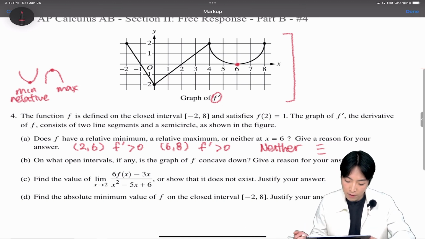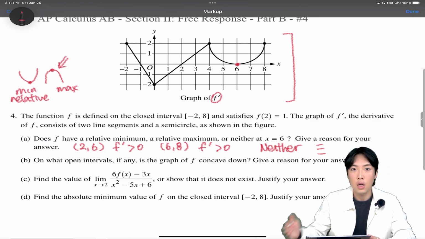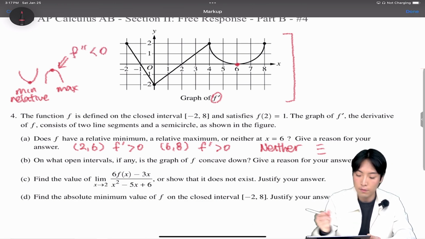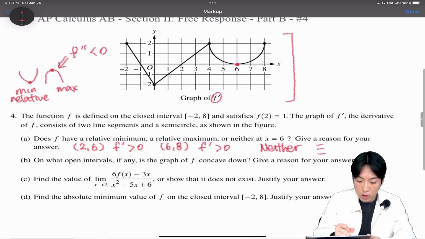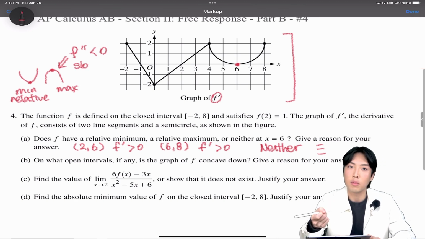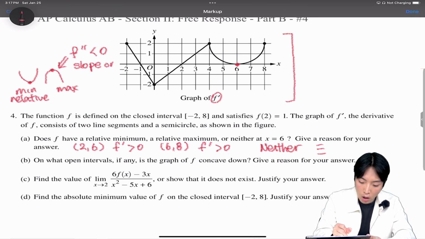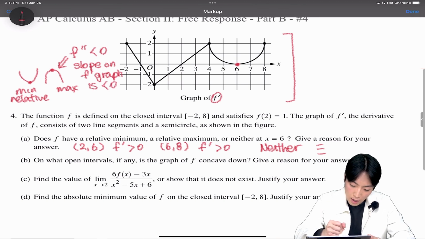So concave down, we have a negative concavity, meaning we're going to have a graph like this, where it's like graph down. And a characteristic of that is that f double prime is negative. In other words, what's our f double prime? It's a derivative of our f prime, right? So it's the slope on the f prime graph, which we have on the right. So when do we have that? We have that in this section.